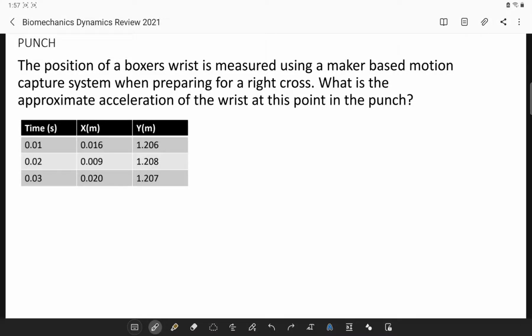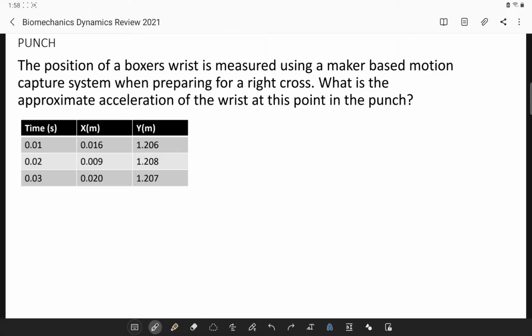Everyone, this is the fourth problem that I'm recording for additional review for dynamics for our biomechanics 2021 class. This problem asks us to look at the position of a boxer's wrist that is measured using a marker-based motion capture system when preparing for a right cross. It wants us to find the approximate acceleration of the wrist at this point, or this period of the punch.